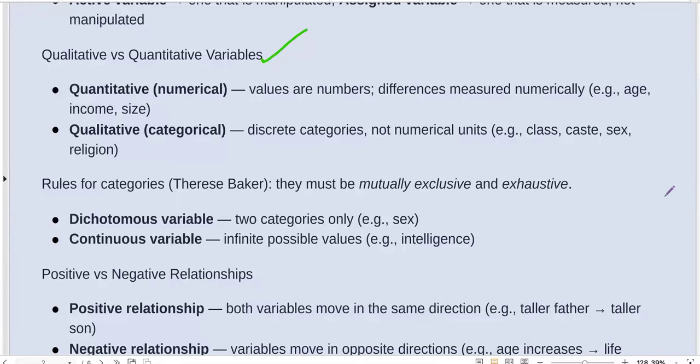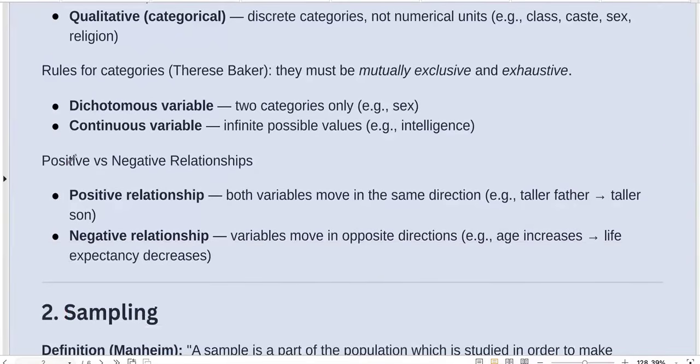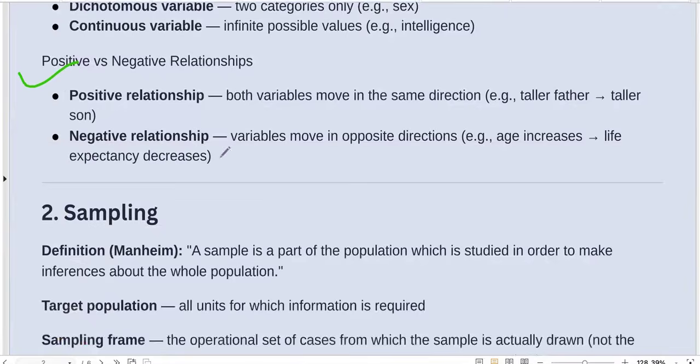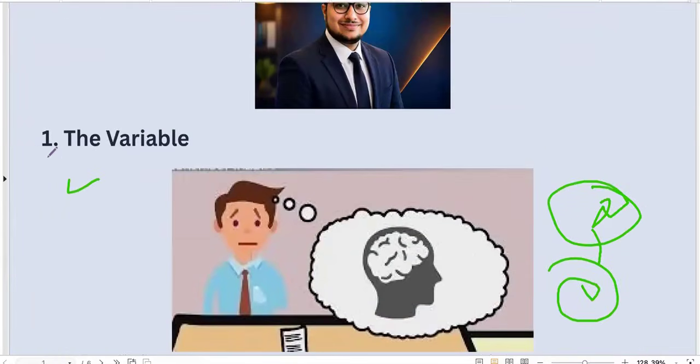And if we are choosing variables, what does exhaustive mean? First of all, the variables that you are choosing should be clearly defined, and the purpose should also be clear in the mind of the researcher. If your purpose is not clear, if you are not using and categorizing variables properly, the entire research will fail. Then we have positive versus negative relationship. In a positive relationship, both variables move in the same direction, like if my father is tall, I will also be tall, directly proportional. In a negative relationship, the variables move in opposite directions, like age is increasing, life expectancy is decreasing. That's a negative relationship. So I hope you understood the first concept, that is the variable.